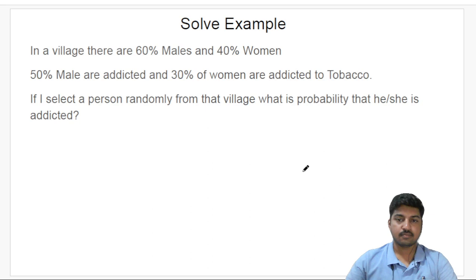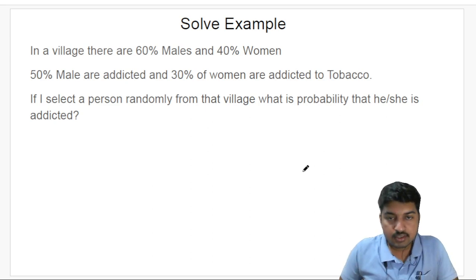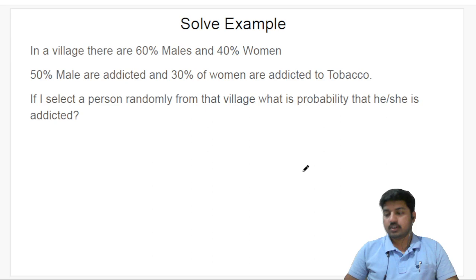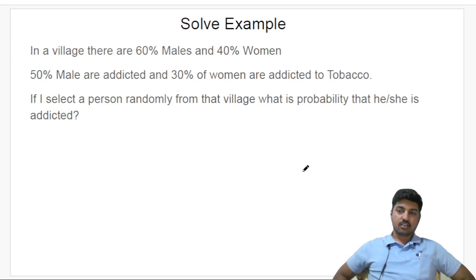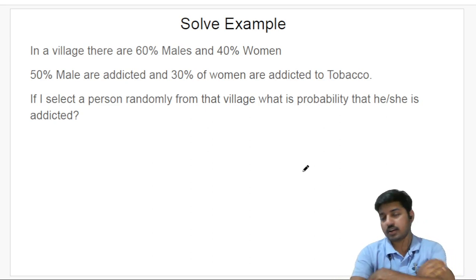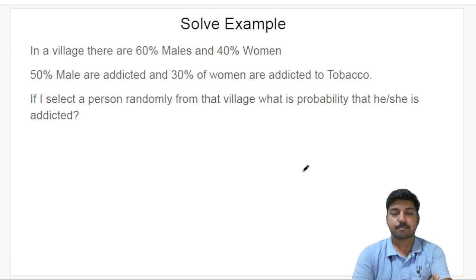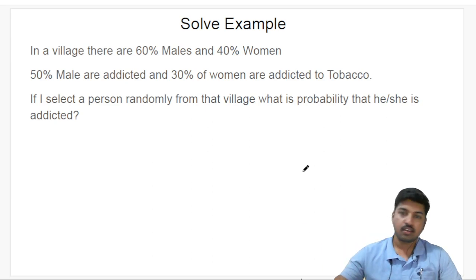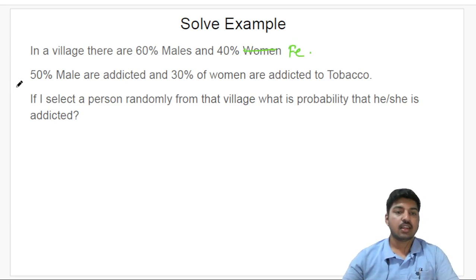Yes. This is the example we solved last week. Now you can solve it this week by your own. I will give you 2 minutes only because you have already solved it last week. We discussed it a lot, I think 8 minutes or so last session. Okay, the problem is that in a village there are 60% males and 40% females, and 50% of males are addicted and 30% of females are addicted.